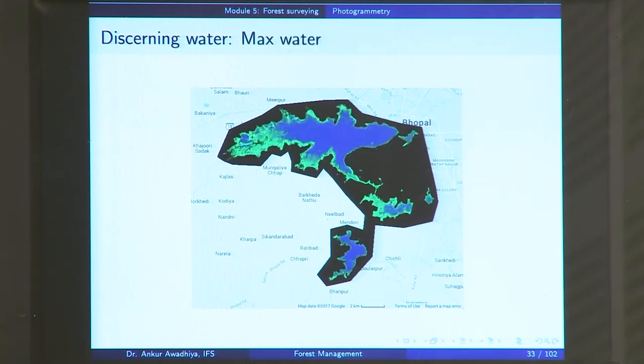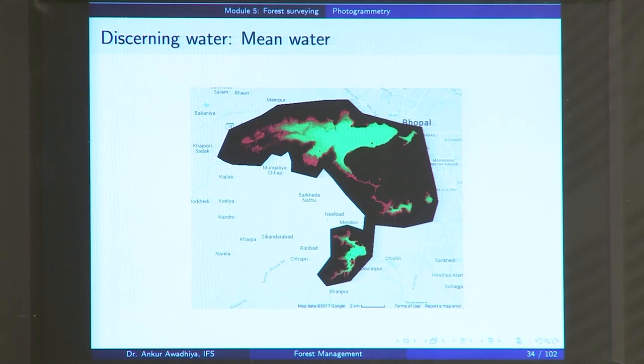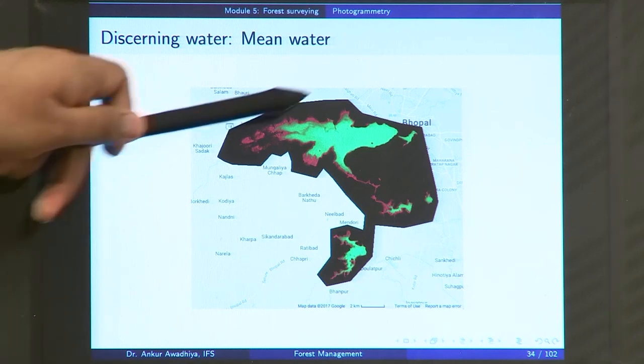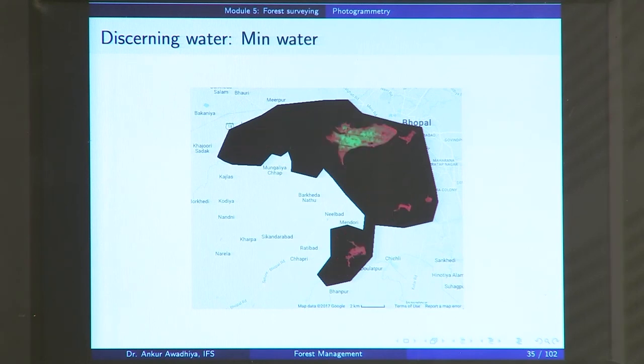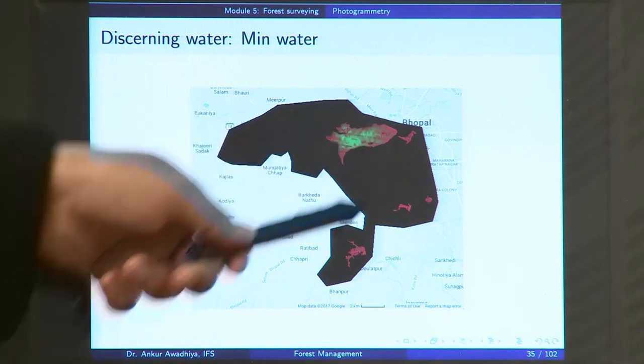Now, in the last 30 years, what are those areas in which you had water? So, this is the maximum water image. These are the areas which in the past 30 years had some period where they were part of the reservoir or a part of the lake. Then we can also construct another image which tells us the mean water. So, on an average you had water in these areas in these 30 years, or you can even make use of this image to say what was the minimum water that was available in any year. So, there was no year in which this portion did not have any water.